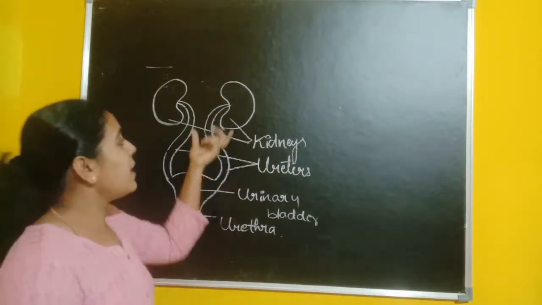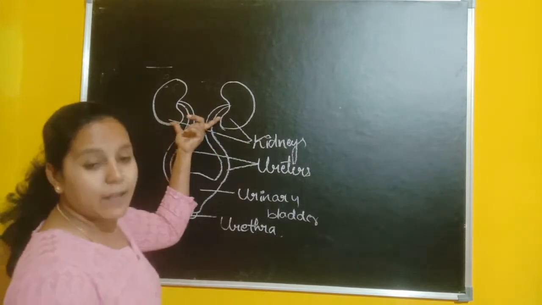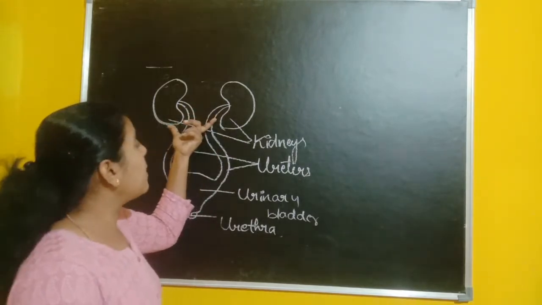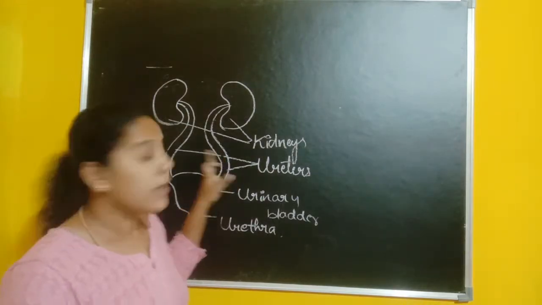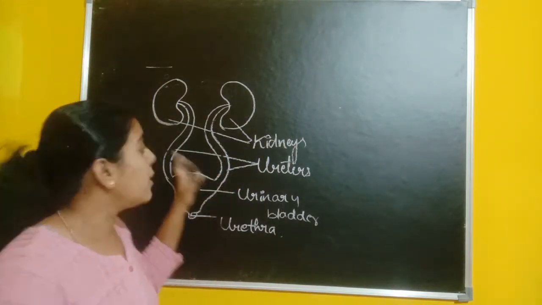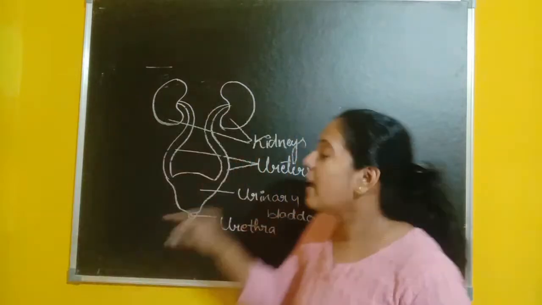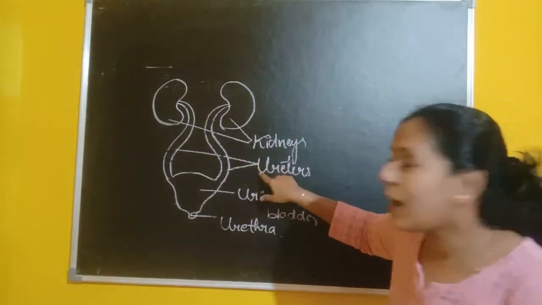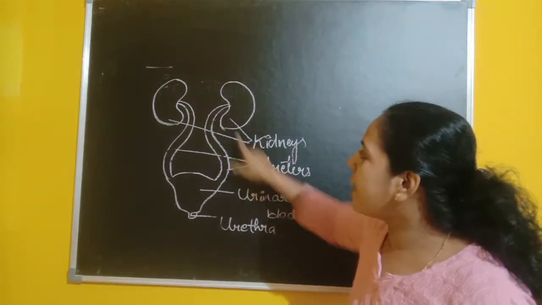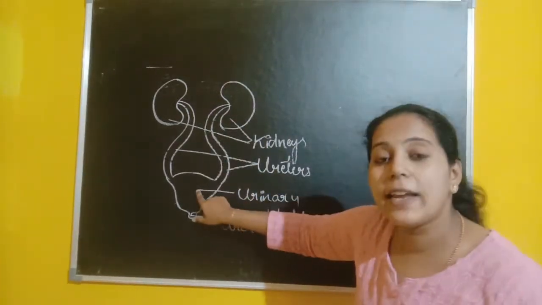Okay, so next, what do you do? See, the filtered urine from the kidneys will pass to these ureters, which is a tube-like structure. The filtered urine from the kidney enters what? They enter the ureters. From the ureters, the urine gets stored in the urinary bladder.